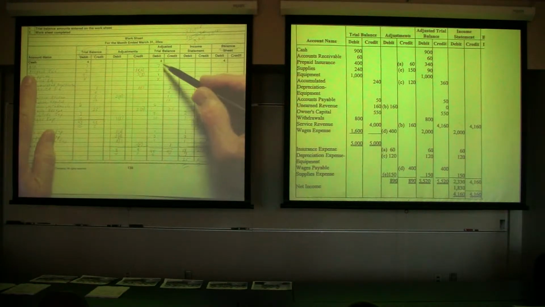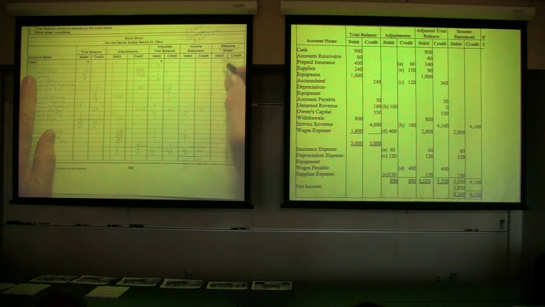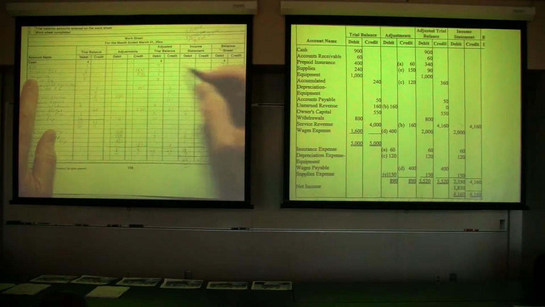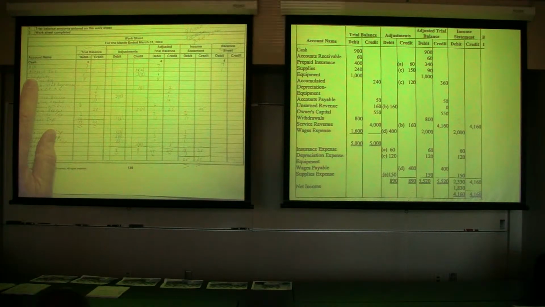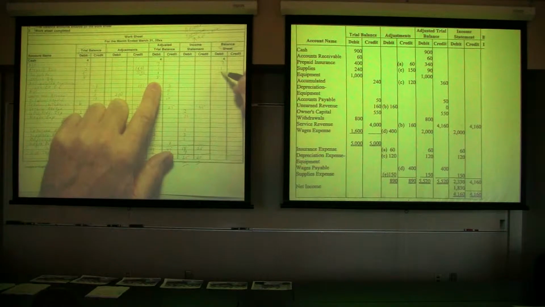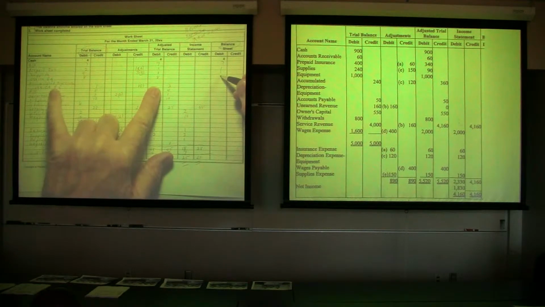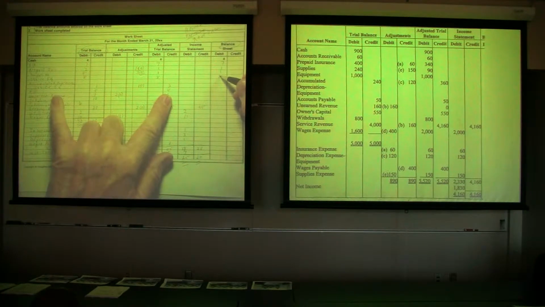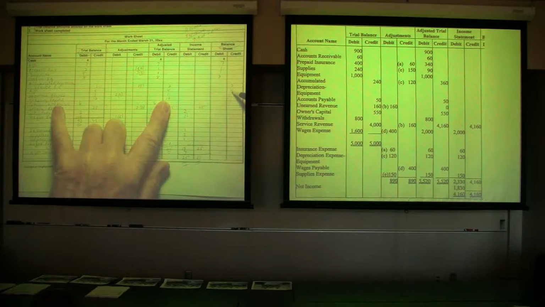So, cash, accounts receivable, prepaid insurance, supplies, their assets, office equipment, accumulated depreciation, accounts payable, unearned revenue, capital.